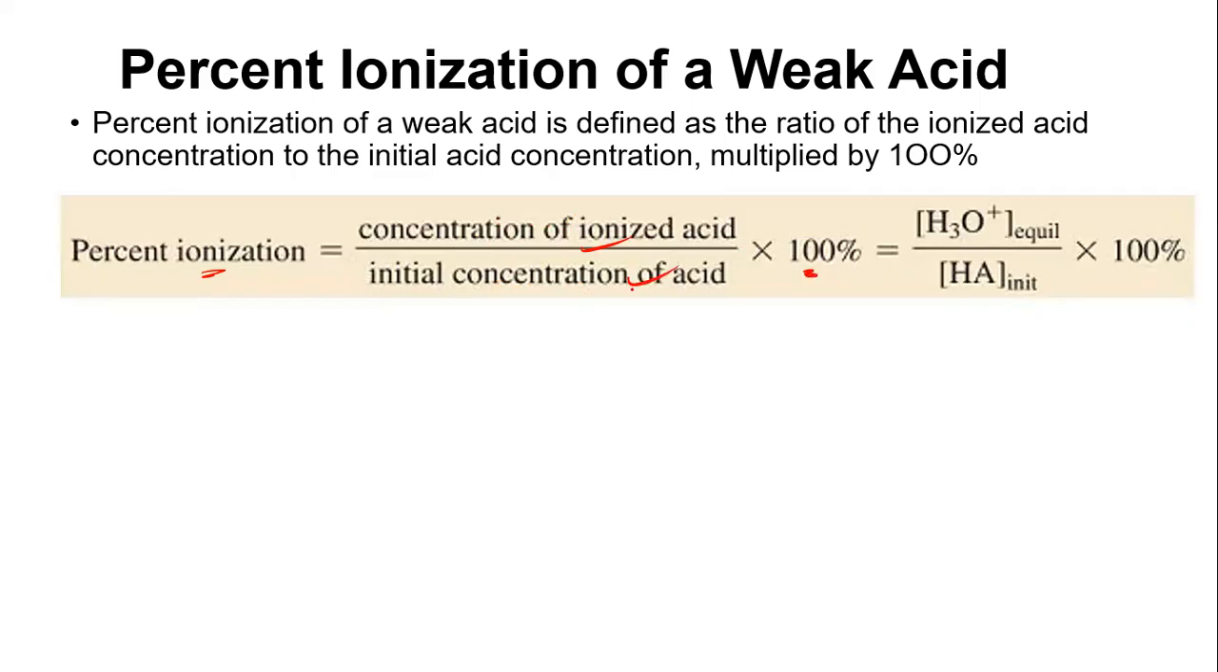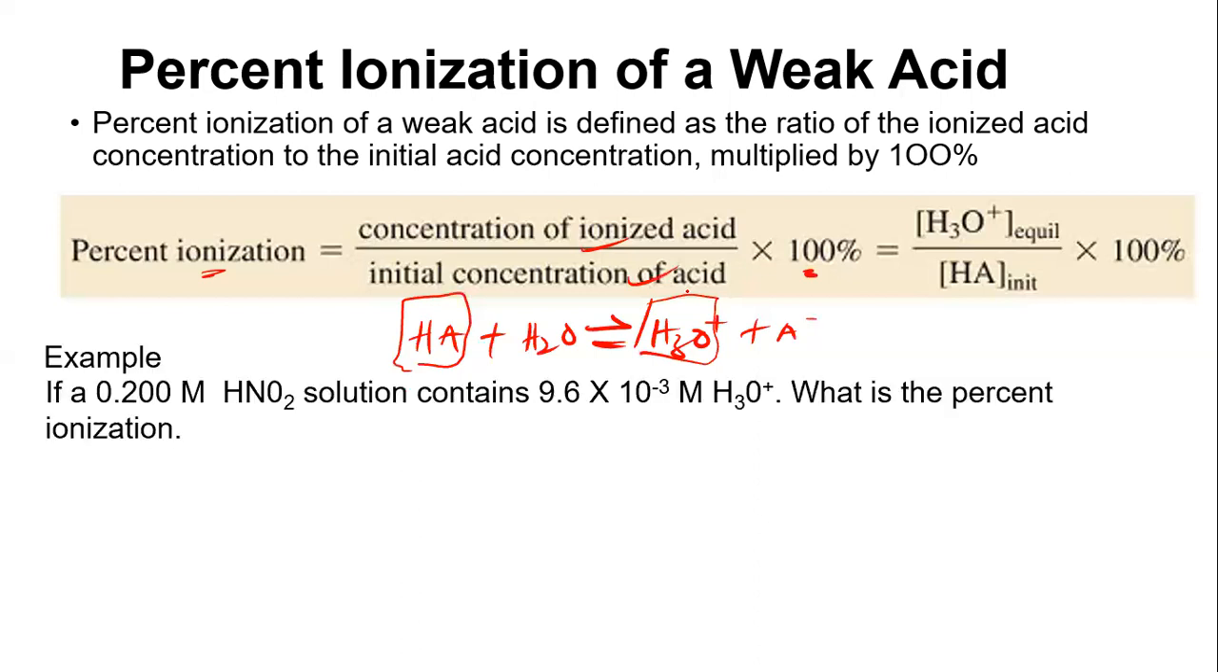Now we have it expressed in the form of HA. If HA is an acid, when it reacts with water, we'll have H3O plus and A minus ions, right? So the concentration of this one over the initial concentration of the acid multiplied by 100 is what we call the percentage ionization. Now we have an example here.